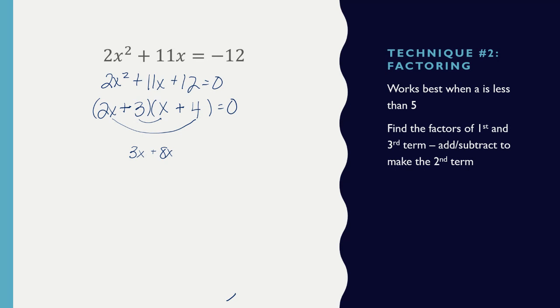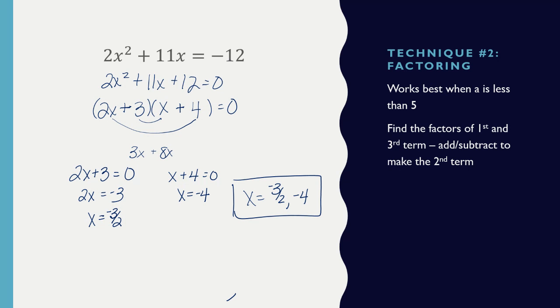Now we're not done. Remember that the goal here is to solve for x. So we have to take each parenthesis and solve it for what value makes that equal to 0. Well, this one's pretty easy. I would subtract 3. I would divide by 2. So x is negative 3 halves. I would do the second parenthesis the same way, solve, and all I have to do is subtract 4, and I've got my x there. So in this case, x is equal to negative 3 halves and negative 4.